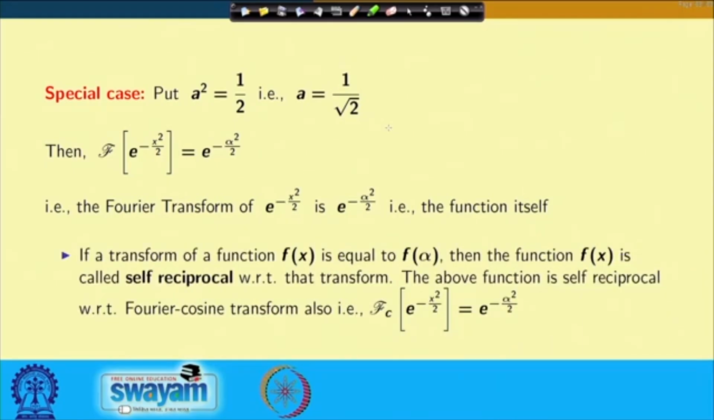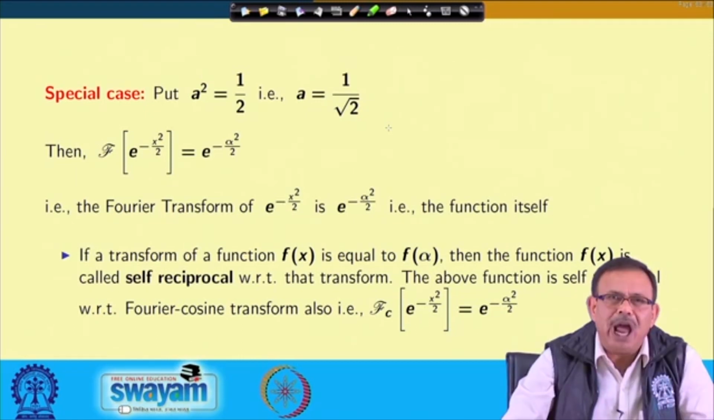In this case, if a transform of a function f(x) is equal to f(α), then the function f(x) is called self reciprocal with respect to that transformation. And as I told, e^(-x²/2) is self reciprocal with respect to Fourier transform, as well as self reciprocal with respect to Fourier cosine transform, since the Fourier cosine transform of e^(-x²/2) equals e^(-α²/2).